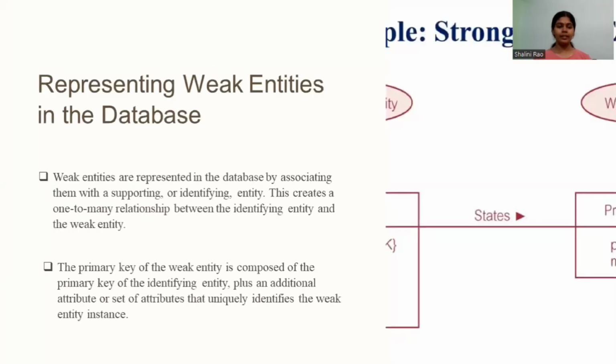Representing weak entities in the database. Weak entities are represented in the database by associating them with a supporting or identifying entity. This creates a one-to-many relationship between the identifying entity and the weak entity. The primary key of the weak entity is composed of the primary key of the identifying entity plus an additional attribute or set of attributes that uniquely identifies the weak entity instance.